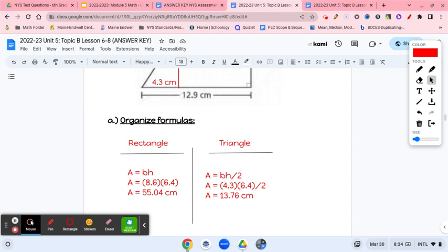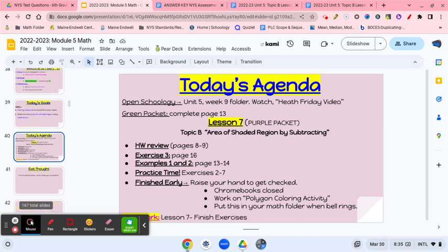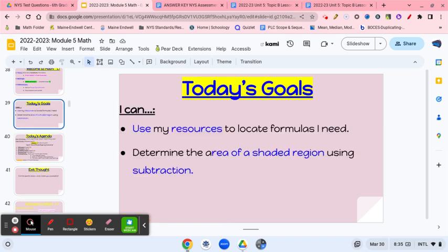Okay? All right. So here's what we're doing today. You're working the rest of the period. I'm going to model a little bit, and then you guys are going to have a lot of time to practice. So here's our I can statement, our goals, our objective today. Same thing, use my resources to locate formulas I need. You need to know where these are, everybody. They're in the inside front cover of either your purple book that you use or the colored concept books in front of you. Got to help yourself.